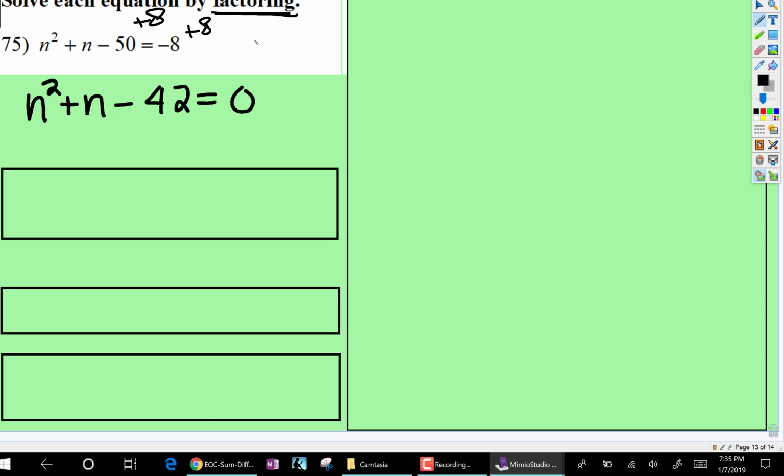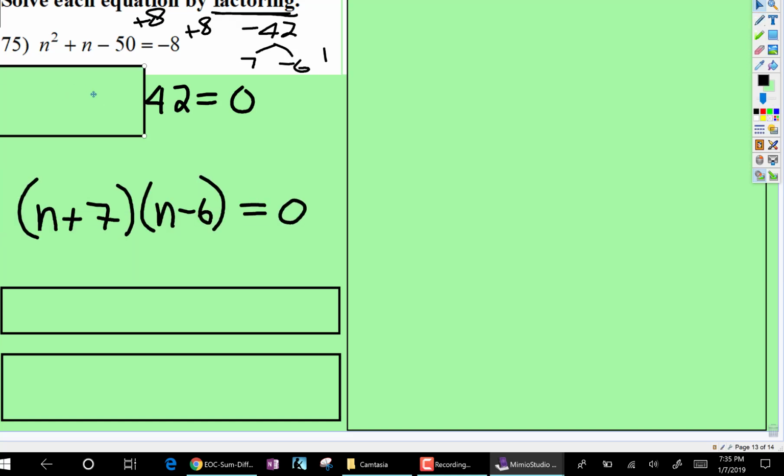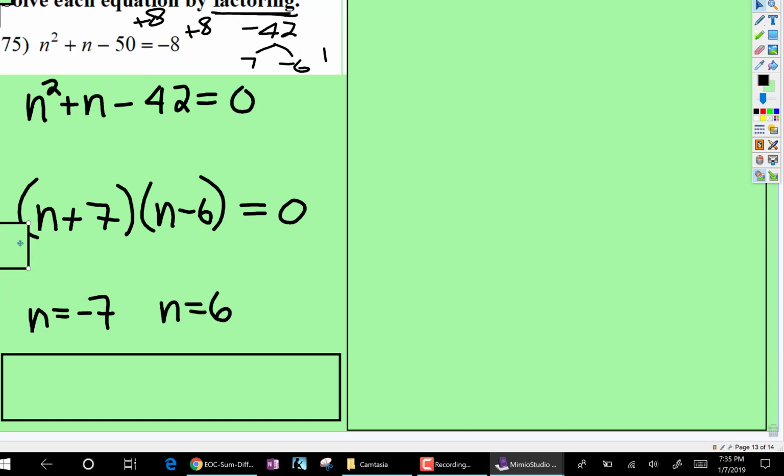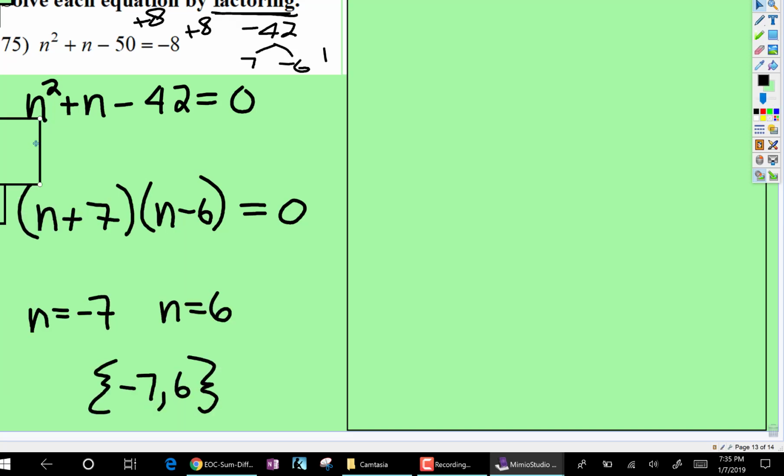Well, what are factors of 42, negative 42, that add up to positive 1? Well, that would be positive 7, negative 6. So you go ahead and put those in as factors. Then you just simply write what the n's equal. So you take the opposite of each of those. So n is equal to negative 7 and n is equal to 6. And then write it in the solution format.